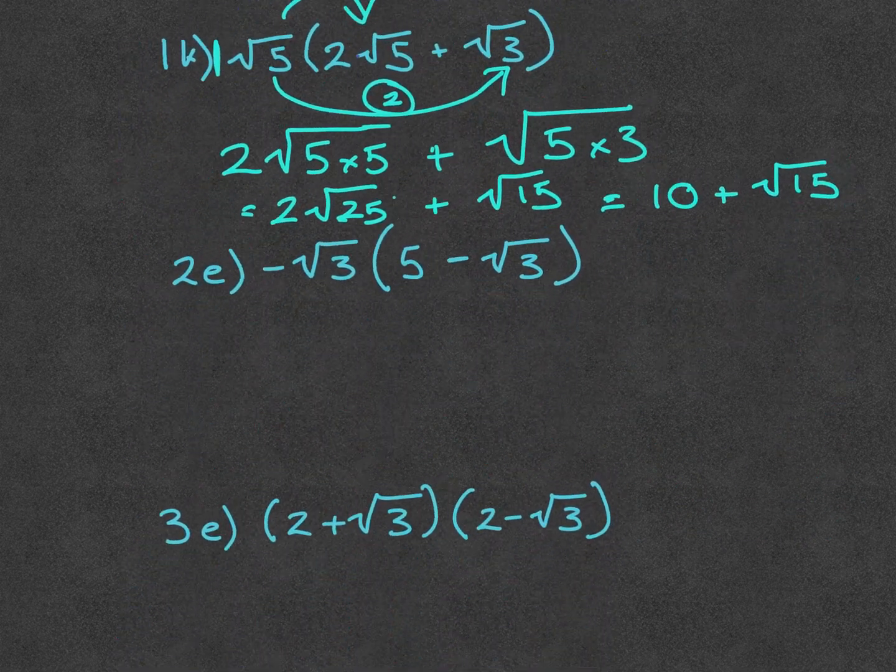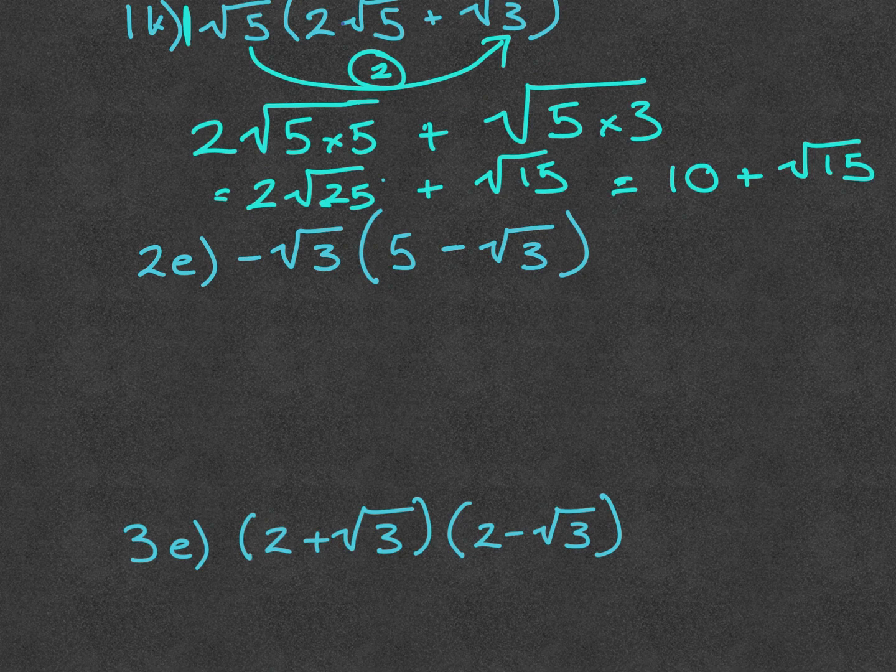Okay, so let's look at this second example. What we've got here is a similar example to what we have above. So we've got 2 steps. We've got this multiplication first, okay, and then we've got this multiplication second. So first thing we're going to do is negative root 3 times 5. So this is just an integer here. We don't have a square root or a surd here in this number.